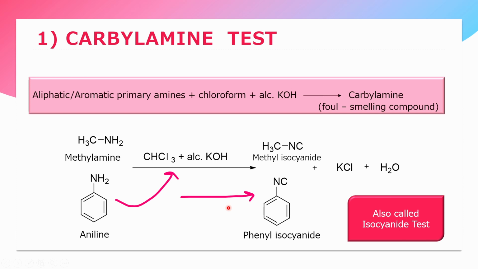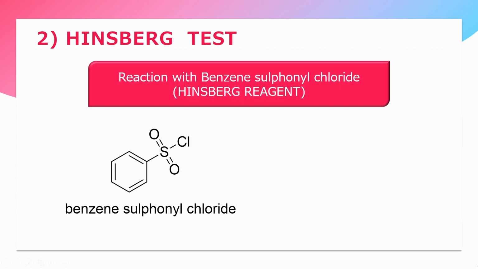And it's a very simple test. You just have to take your amine and react it with chloroform and alcoholic KOH. And if the reaction yielded a foul smell at the end, we would know that it is a 1 degree amine. Next distinguishing test is the Hinsberg test.